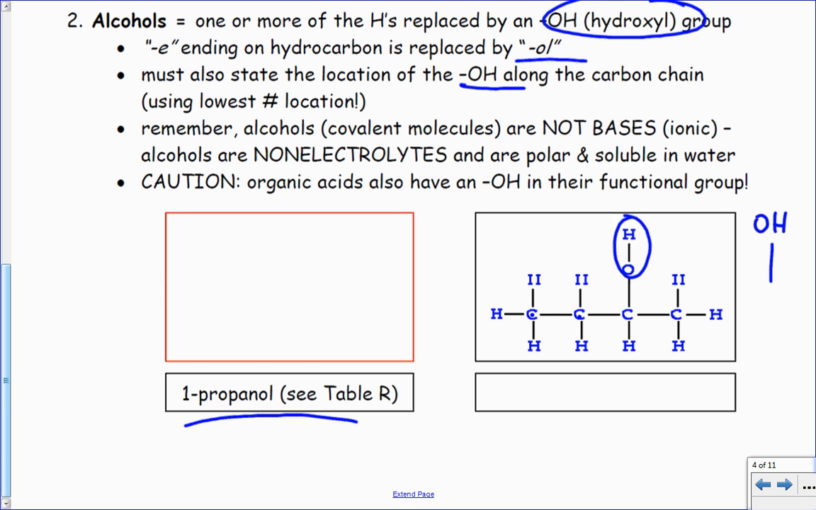I have 1, 2, 3, 4 carbons. 4 carbons is a but. All carbons are single bonded, so it's an ane. I'm going to count this way so that this is the lowest number carbon. And so now it's 2-butane, and the butane becomes ol. 2-butanol. Okay, that's how we do alcohols.